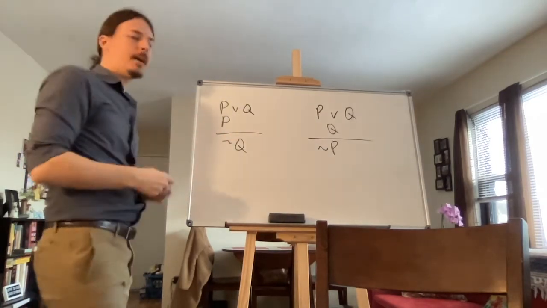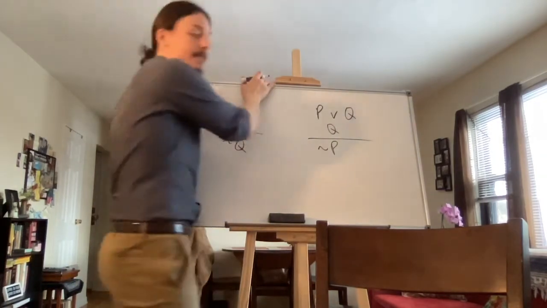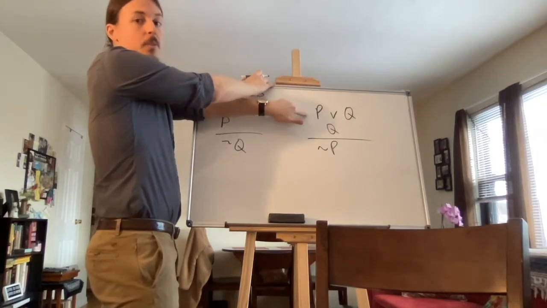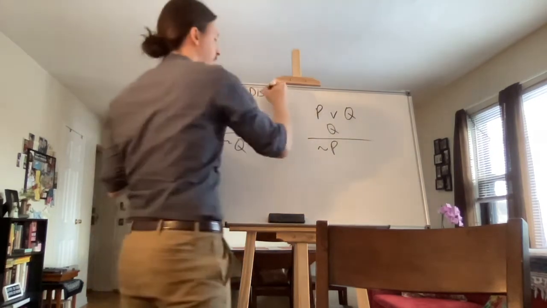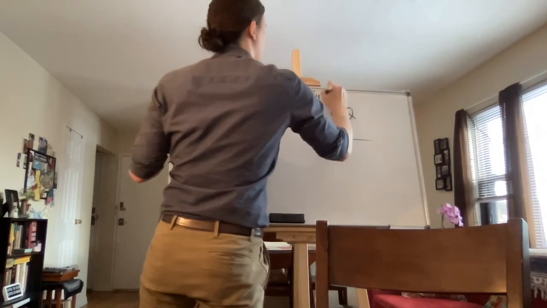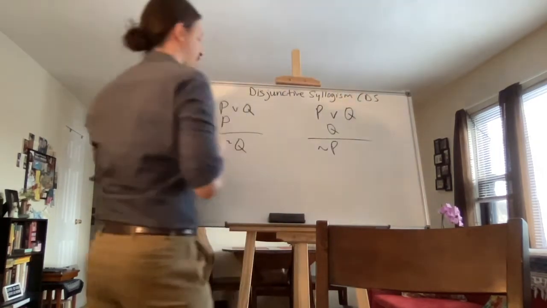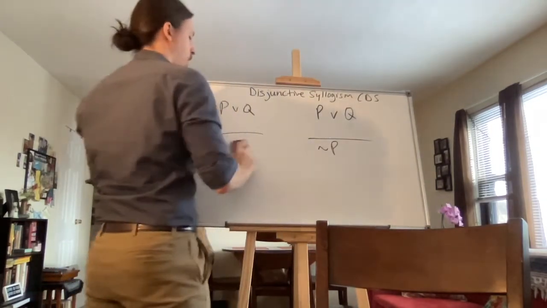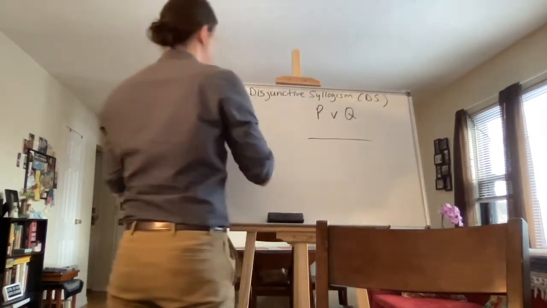But what is this called, by the way? This is easy if you remember what type of statement this is. Either or statements are what? Disjunctions. So these are called disjunctive syllogisms, or DS. Right? It's one thing or the other thing. It's a disjunction.